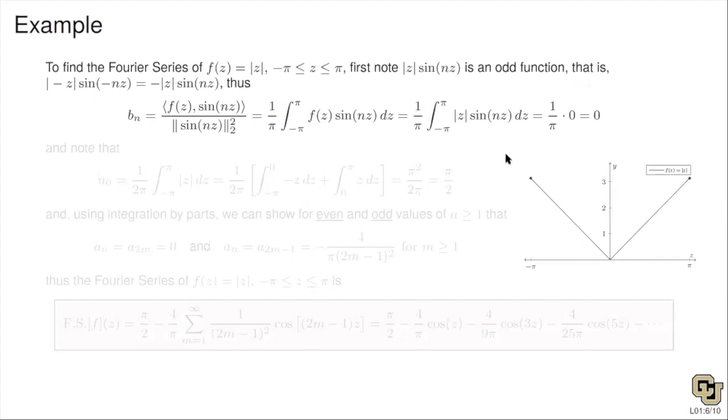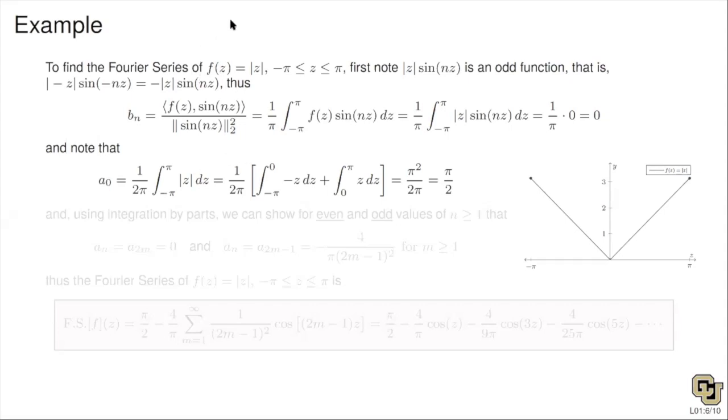So now we need to find the a sub n terms. So the a sub 0 term, the formula is slightly different. We divide by 2 pi instead of pi, okay? And that has to just do with the geometry of how the integral works, okay?